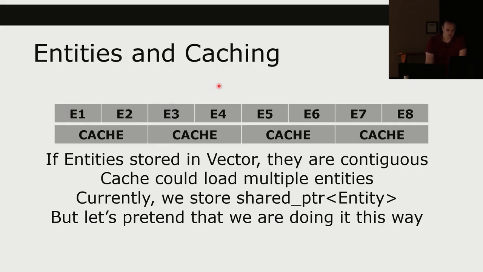That would be great. So if entities are stored in a vector, they are contiguous. So the cache could load multiple entities. But we currently store a shared pointer of entity, so this is not happening. But let's pretend that this is the way we're doing it. Okay, we're storing raw entities. So the cache can actually get like 2 full entities. So any component of those 2 full entities, like let's say it has 8 different components. Each time we look up a component, oh, it's in the cache, that's great. Look up the next entity, oh my god, that's in the cache, that's great. All its components are in the cache, super fast.